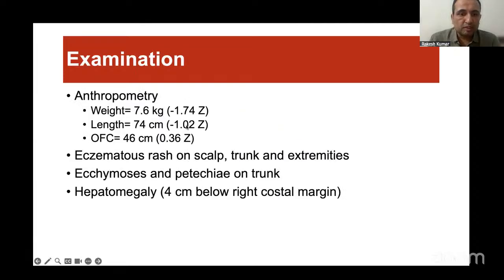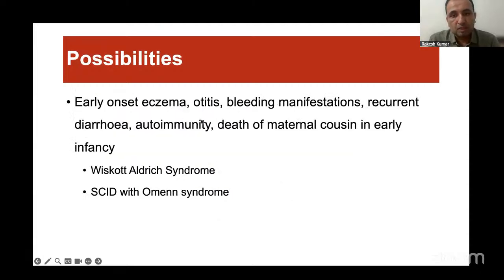Anthropometry showed weight was 7.6 kg, with length appropriate for age. He had an eczematous rash on the scalp, trunk, and extremities, ecchymosis and petechiae on the trunk, and hepatomegaly 4 centimeters below the right costal margin. So we have early onset eczema, otitis, bleeding manifestations, recurrent diarrhea, significant autoimmunity, and an X-linked history. Now possibly the clinical diagnosis is Wiskott-Aldrich syndrome, and we just need to see the microplatelets, which would be more confirmatory, and then we can confirm further with genetic diagnosis.